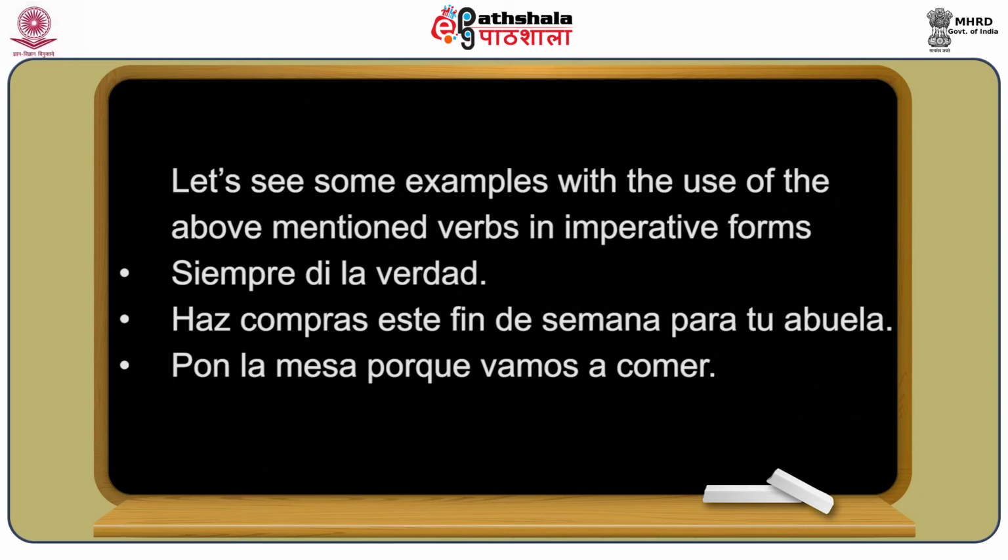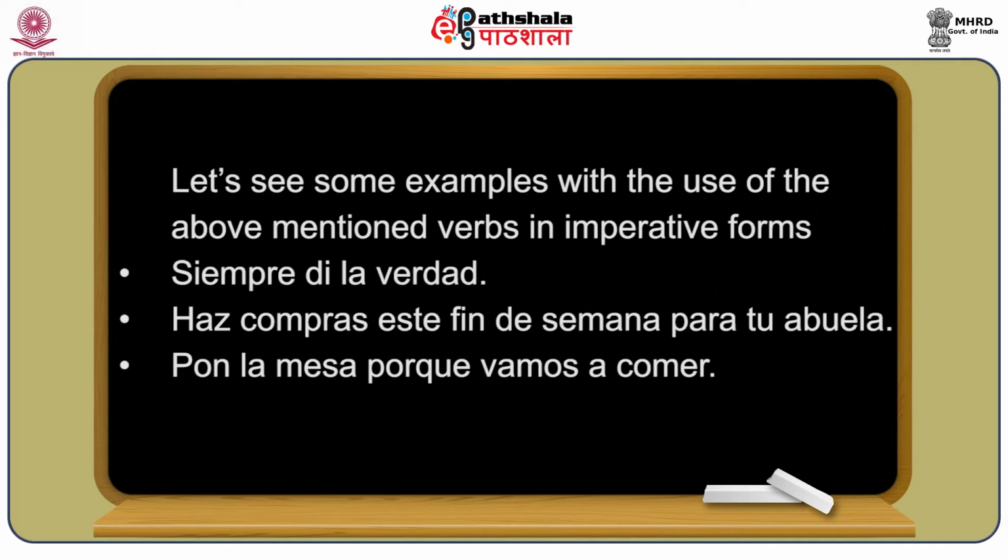Now that is with s, e, and the e will have an accent, but be careful that it is not the first person singular form of the verb saber. Remember that saber is conjugated also as sé, the same way, but when we use this sé for giving instruction, it will be the imperative form, and you can understand the difference according to the context. So according to the sentence, you will understand whether this is sé of saber or sé of the verb ser, imperative form. Now let's see some examples with the use of the above mentioned verbs in imperative form.